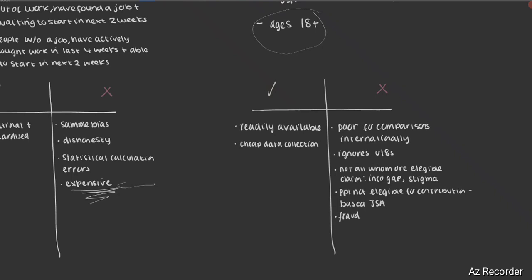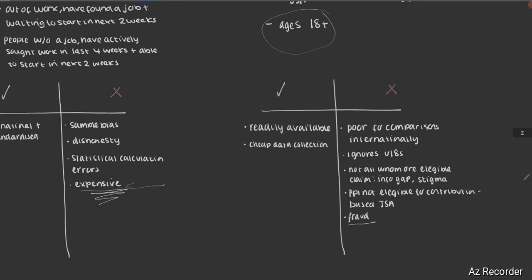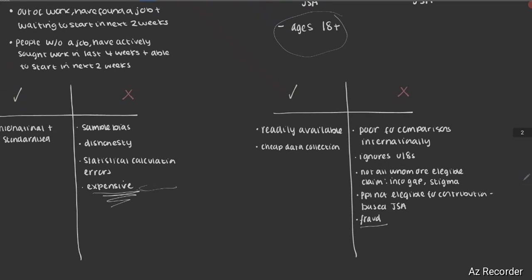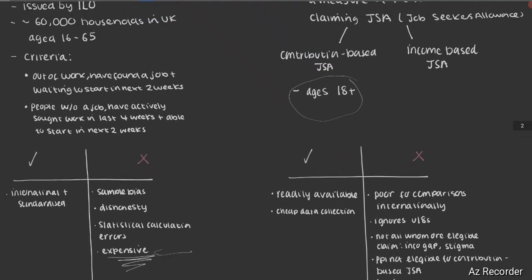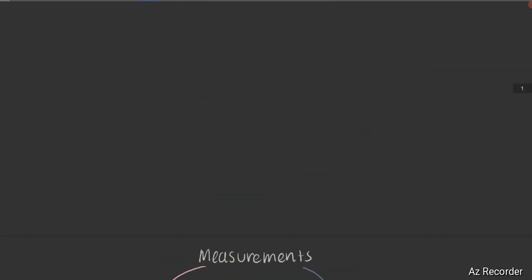Additionally, not everyone will be eligible for contribution-based JSA but will technically be out of work. And finally, there's the risk of fraud, where people who aren't eligible for JSA are potentially faking their finances and misleading the civil service such that they are receiving JSA, and that can inflate statistics. So these are some things to consider with the LFS and claimant count.